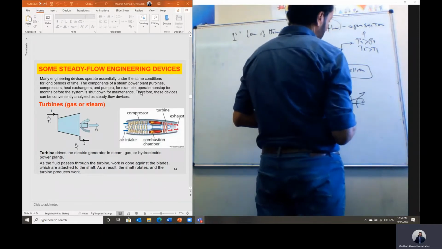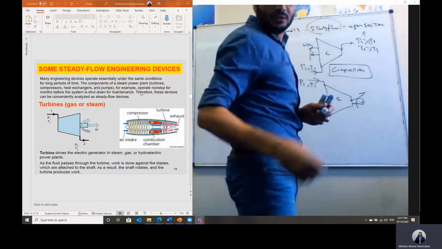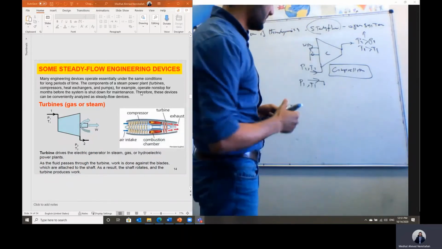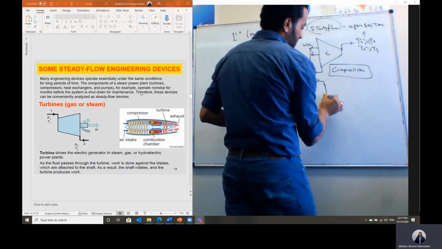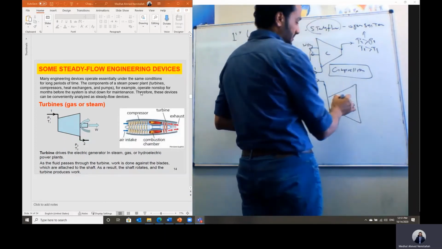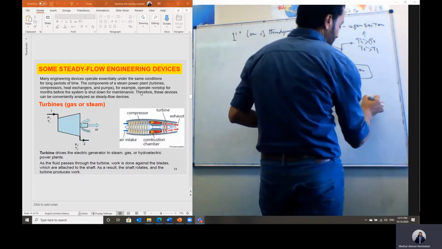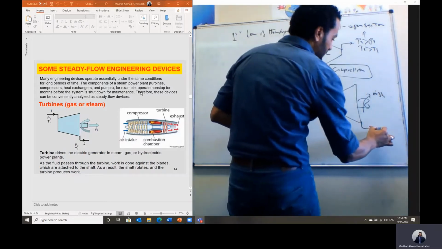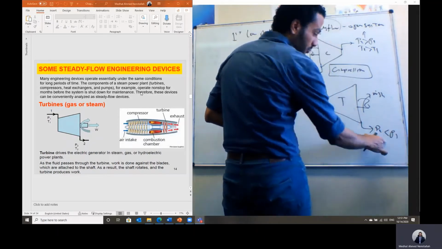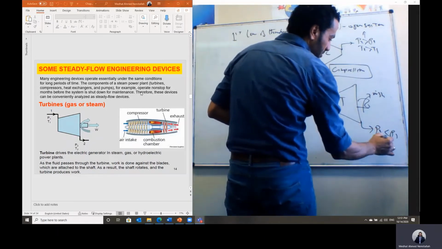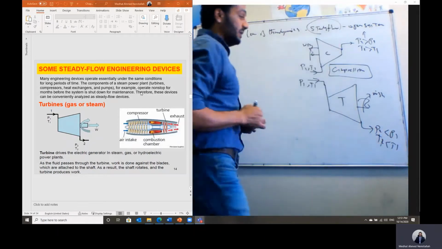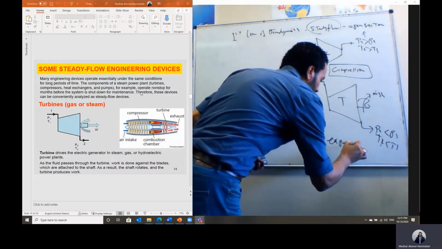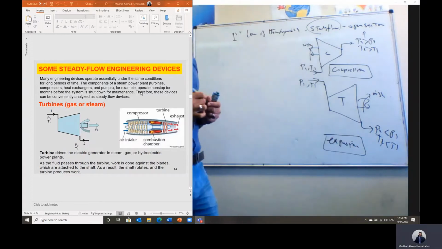Then we can generate, actually, the representation of the turbine is the reverse. So this is the representation of the turbine. The flow is expanding, then we can generate shaft power. And the flow will be leaving at pressure P2, which should be less than P1, and temperature T2 less than T1. The process inside the turbine we call the expansion process.